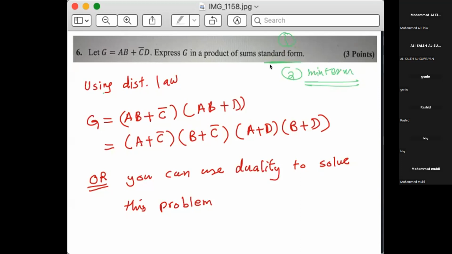No, actually, by just looking at this question, there is a loophole in the question that allows you to express G in minterms form, sum of minterms form, and yet your answer will be correct because the question doesn't say express G in a product of sums form with minimum number of letters. If it says that, then no, your answer will not be correct. Okay?